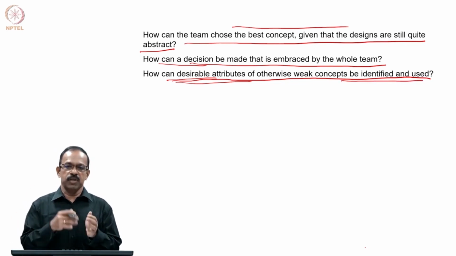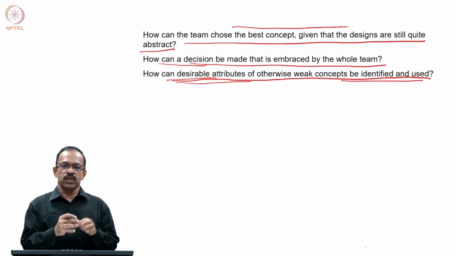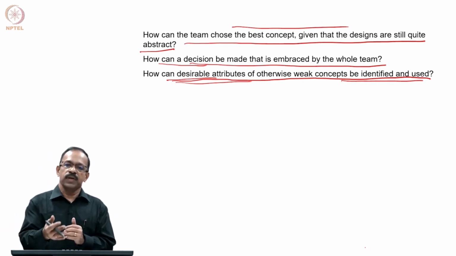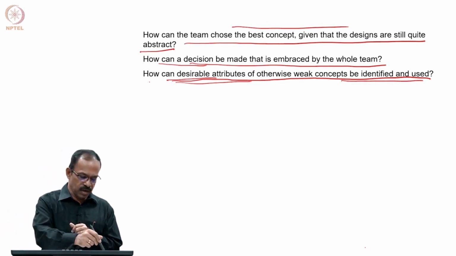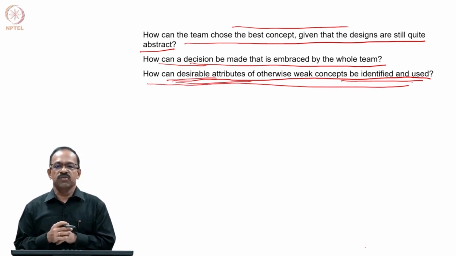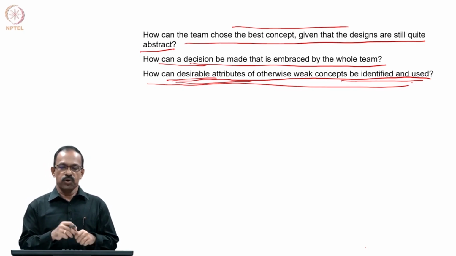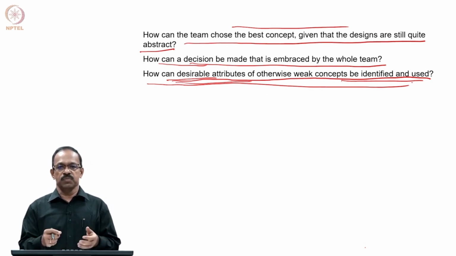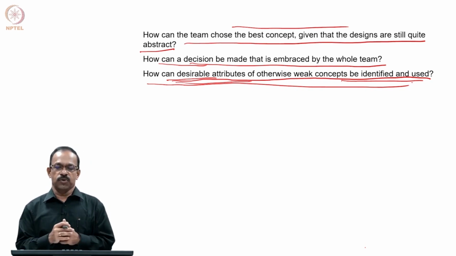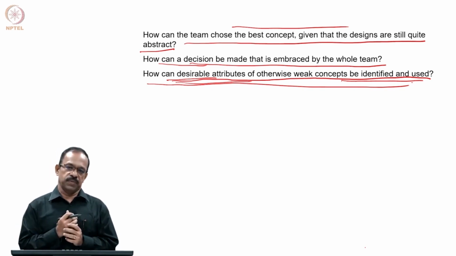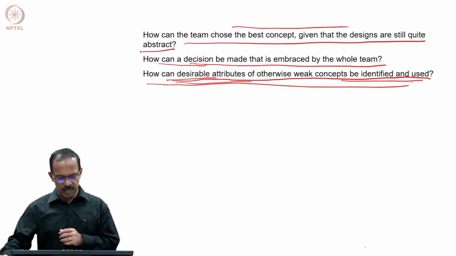Either the same concept can be improved by addressing the weakness, or the desirable attribute of one concept can be used in other concepts to improve that concept. So, how can we do that in a systematic way is also addressed in the concept selection process. So, concept selection is not merely choosing the best one, but looking at the concepts and trying to see how the concepts can be improved to get the best concept. So, it is not purely a selection, it is more of improvement of the existing concepts and then choosing the best concept. So, we will see how this can be done.